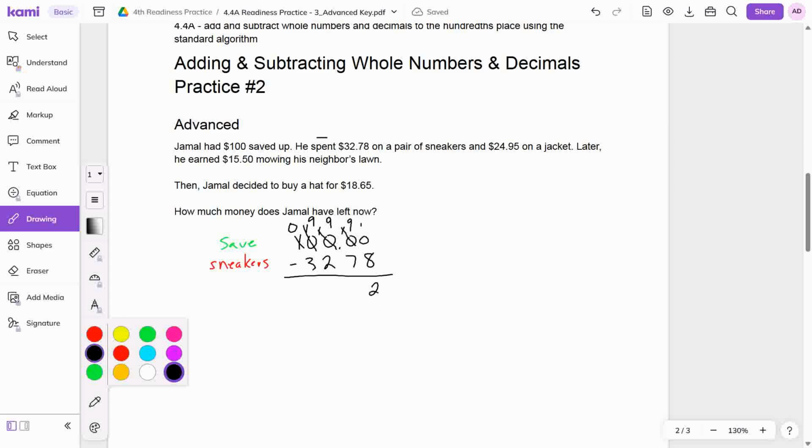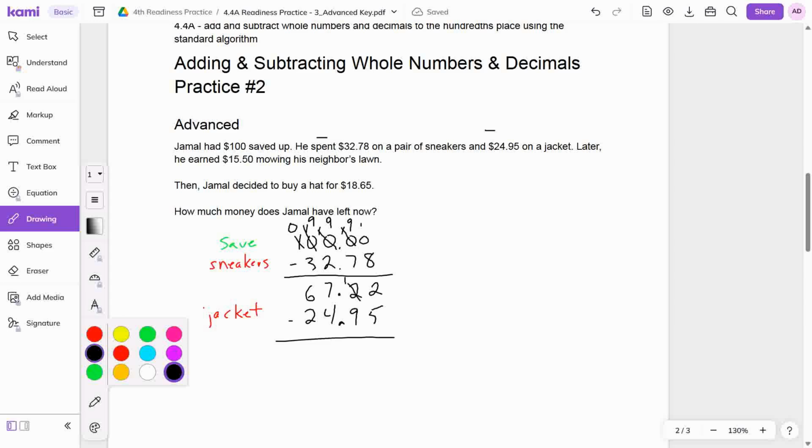Now we're good to go. 10 minus 8 is 2. 9 minus 7 is 2. Let's get our decimal right there. 9 minus 2 is 7. And then 9 minus 3 is 6. So at this point, he's got $67.22. Then he spent $24.95 on a jacket. So we're going to subtract that as well. So let's put jacket underneath here. And we're going to subtract $24.95. So more regrouping needed.